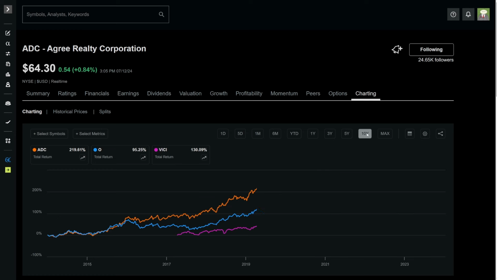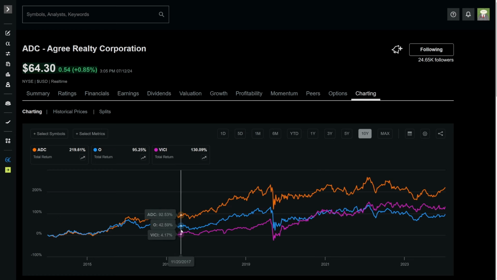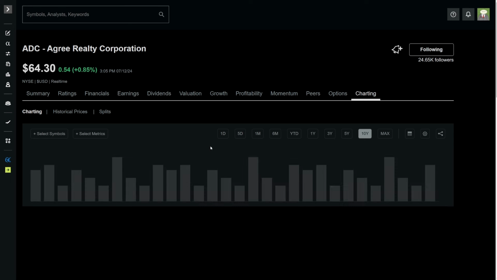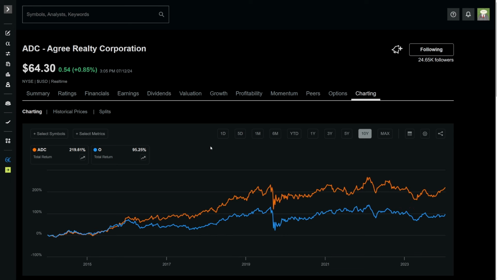Now on the 10 year, I feel Vici is not old enough, so we're going to take off Vici there. But even Vici IPOing in 2017 has still outperformed Realty Income. But we could erase Vici and we could see that ADC being around for 10 years has wildly outperformed Realty Income, over double the return over the past 10 years. And I feel this divergence is going to continue.